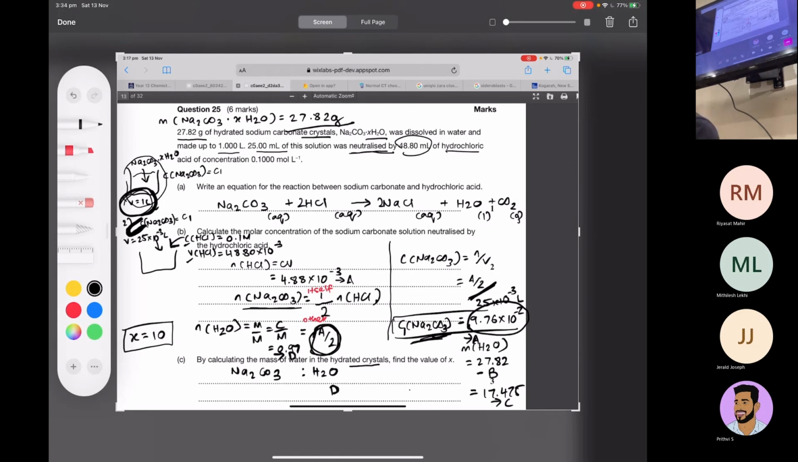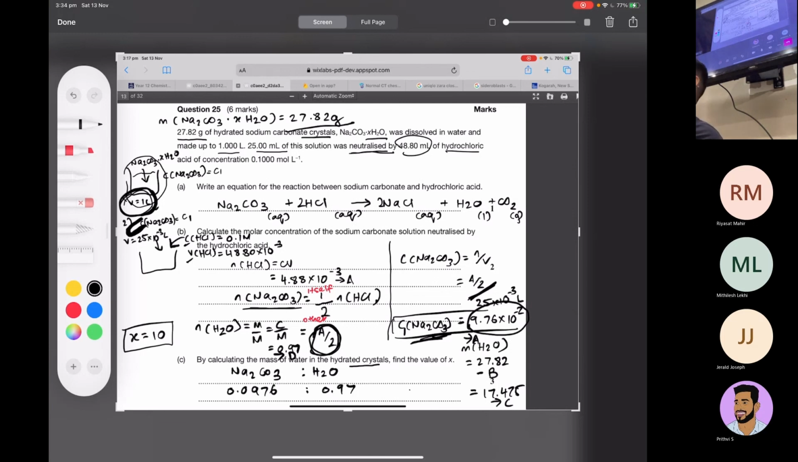Okay, and Mithilesh, what was the number of moles of Na2CO3? 0.0976. All right. You know what? I'll write it like this. I've got 0.97.